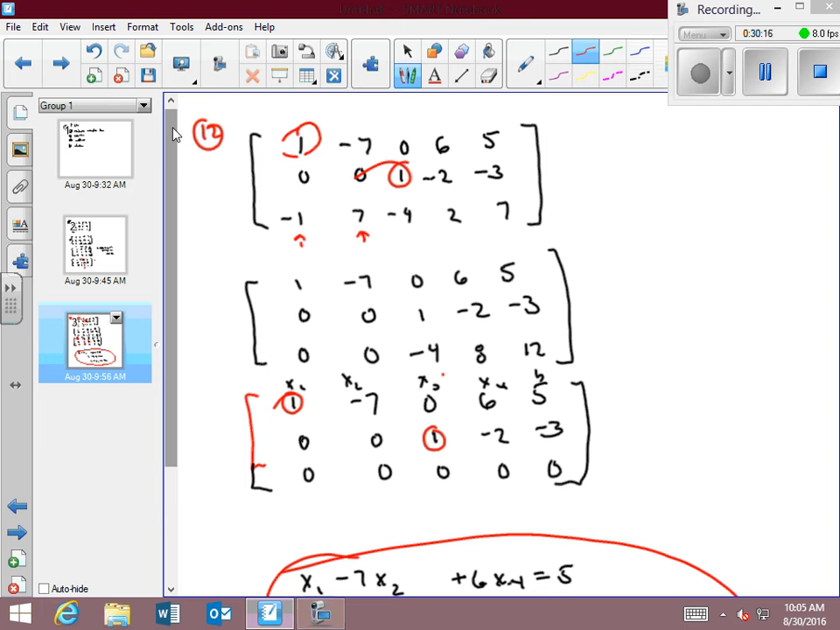I'll look at 16. Is that system consistent? It's consistent, but the only thing is it has many solutions, doesn't it? See that bottom row is all zeros. So it's going to be a parametric set of solutions.